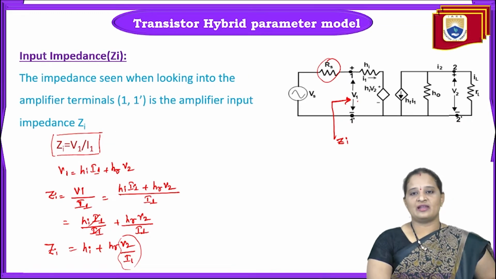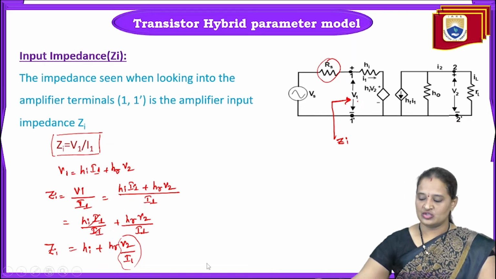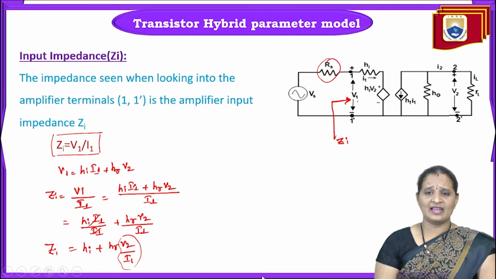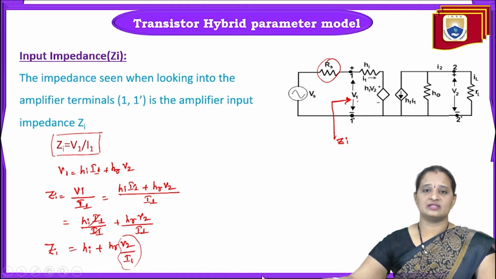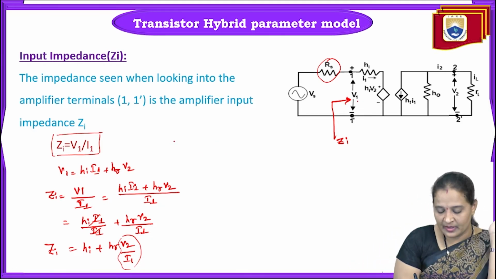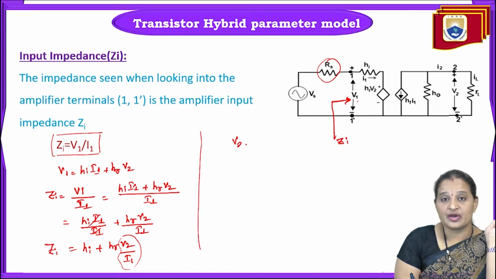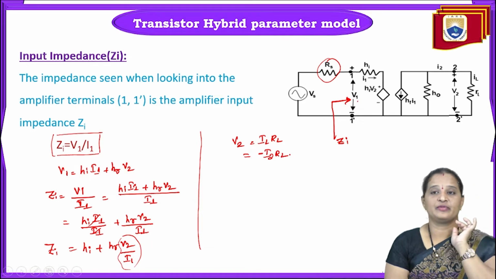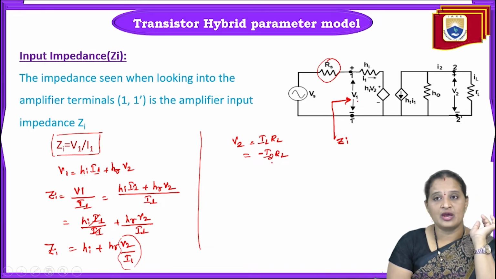Okay. So for calculating this V2 by I1, what should we consider? For calculating this, we need to consider the output voltage equation. What is the output voltage equation? V2 is equal to IL into RL, or else we can also write it as minus I2 into RL, right? Minus I2 into RL.